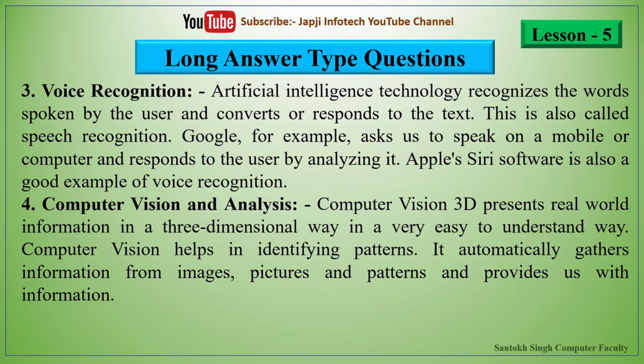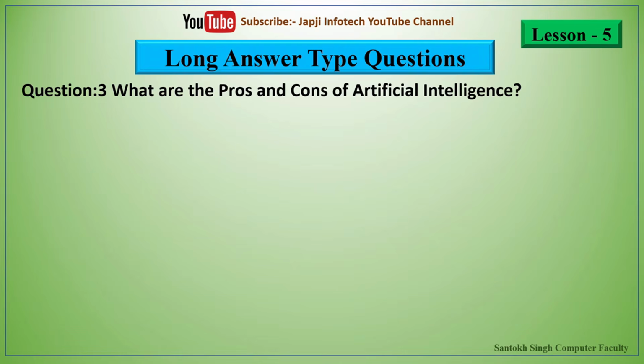Fourth one is computer vision and analysis. So computer vision 3D present real world information in a three-dimensional way in a very easy to understand way. So computer vision helps in identifying pattern. It automatically gathers information from images, picture and pattern and provide us with information.